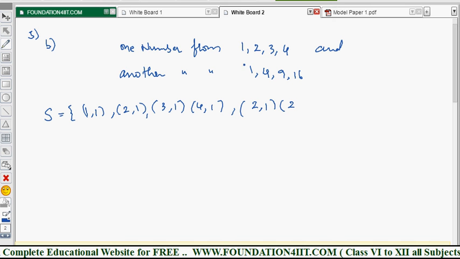So 1, 2, 3, 4, with this again 1, 2, 3, 4. Next one, take in order, 1, 2, 3, 4. First one I have taken. Again with the same 1, 2, 3, 4, and again 1, 2, 3, 4. The next number is 4, right? That you can keep.